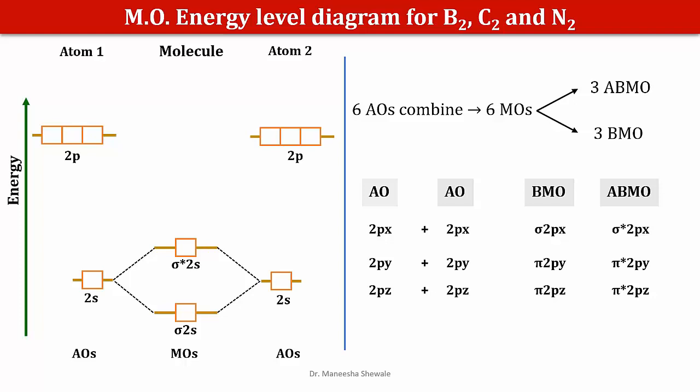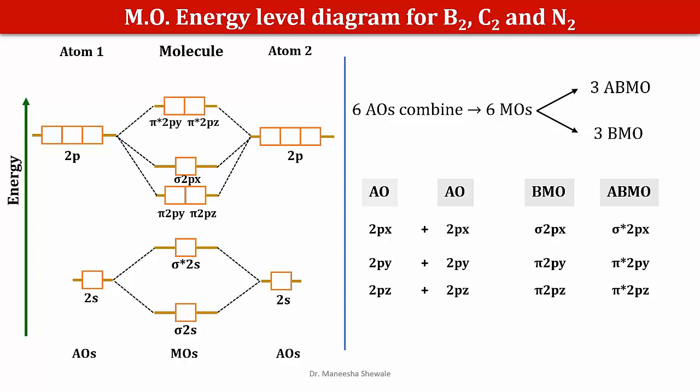The 3 bonding molecular orbitals will have the lower energy. And out of these 3, the pi 2py and pi 2pz have the same energy and this will be lower than that of the sigma 2px. In case of the antibonding molecular orbitals, the pi star 2py and pi star 2pz have a lower energy than the sigma star 2px.